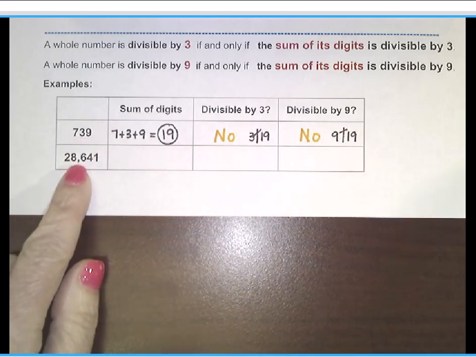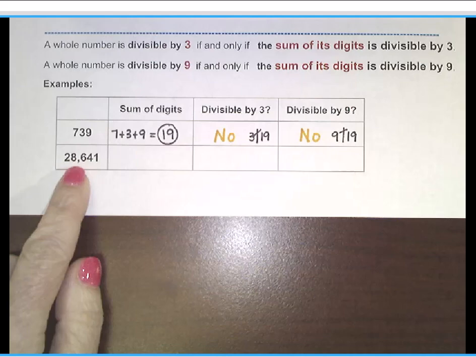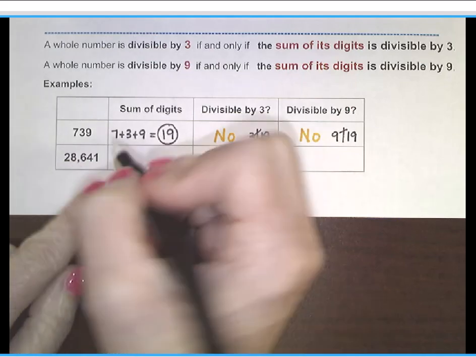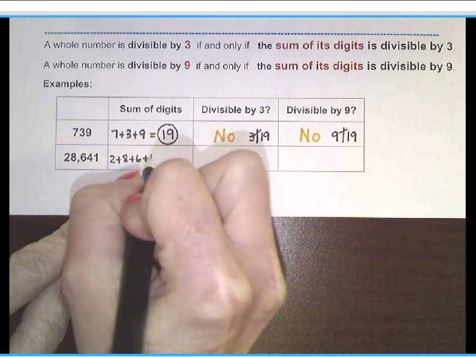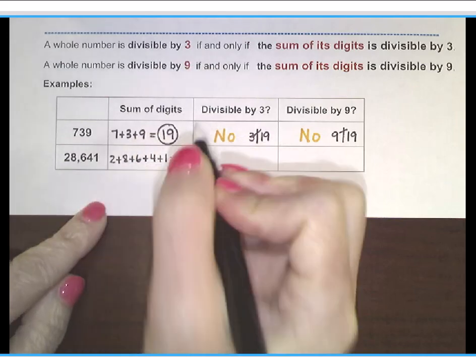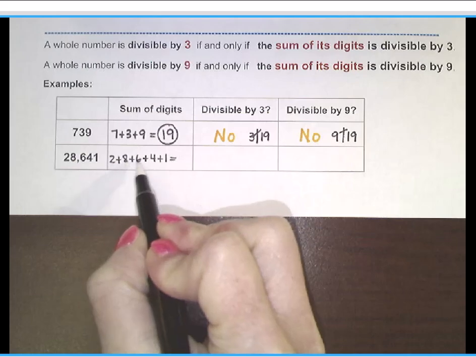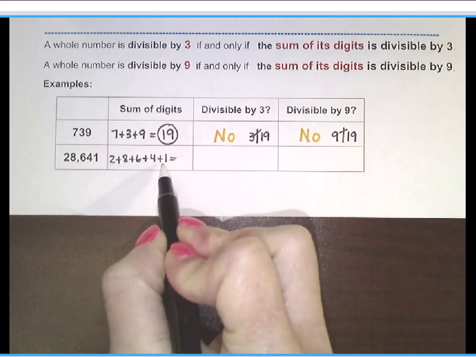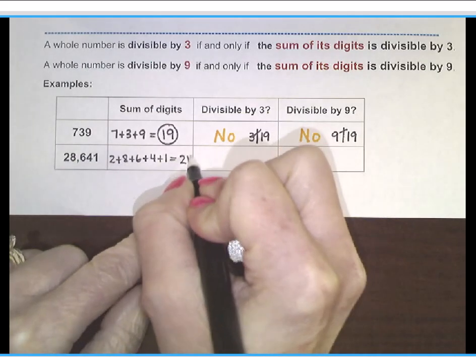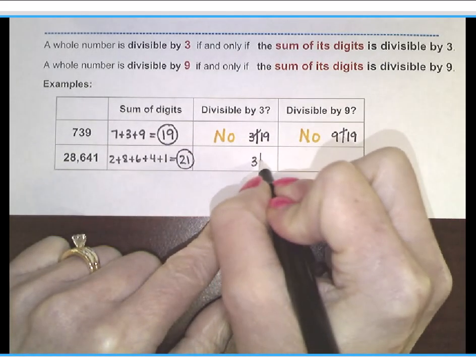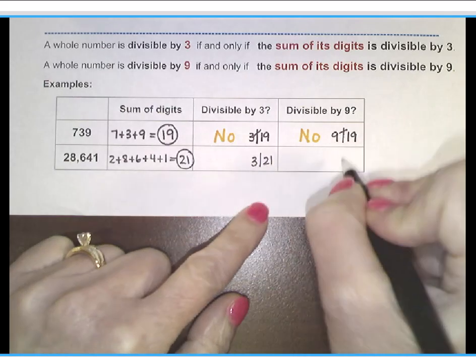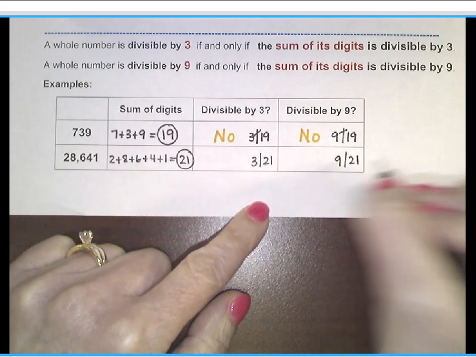Let's try this one. Or you can pause the video and try it yourself. So we have to do 2 plus 8 plus 6 plus 4 plus 1. Oh, that's 10, and there's another 10, and then a 1. So that sum is 21. That's the number that we're going to use. I want to know, does 3 divide 21? And does 9 divide 21?